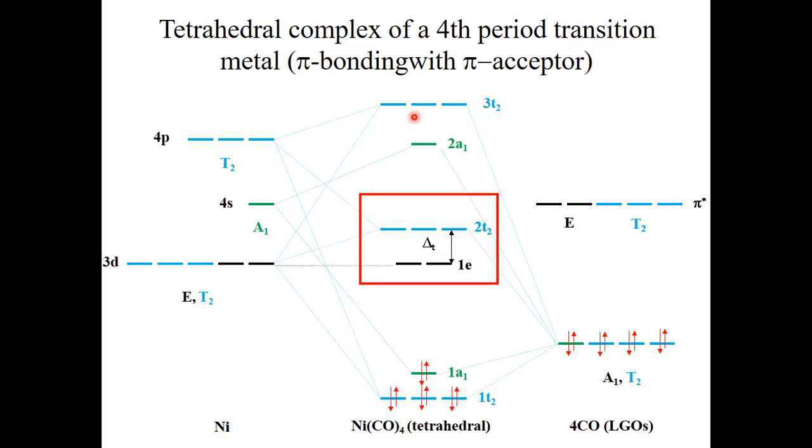So overall, we have 8 orbitals: E, the T2, and the T1. But we only need to consider the E and the T2. That is because the T1 will not find a bonding partner. They remain non-bonding with regard to pi bonding. That is because here on the left side, for the metal orbitals, we don't see any orbital which has a T1 symmetry.